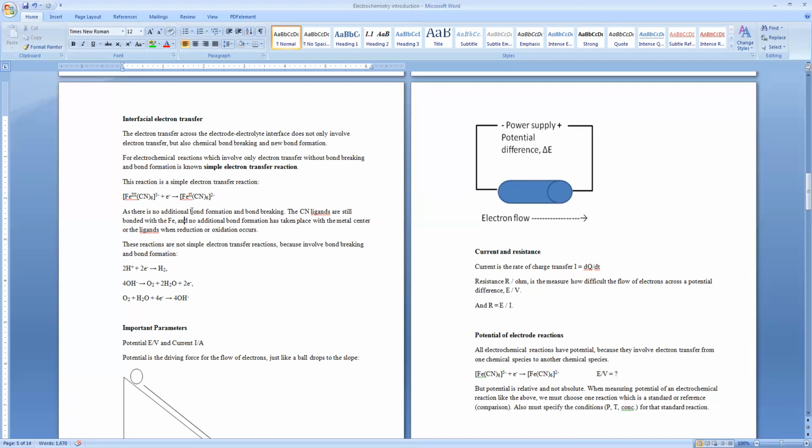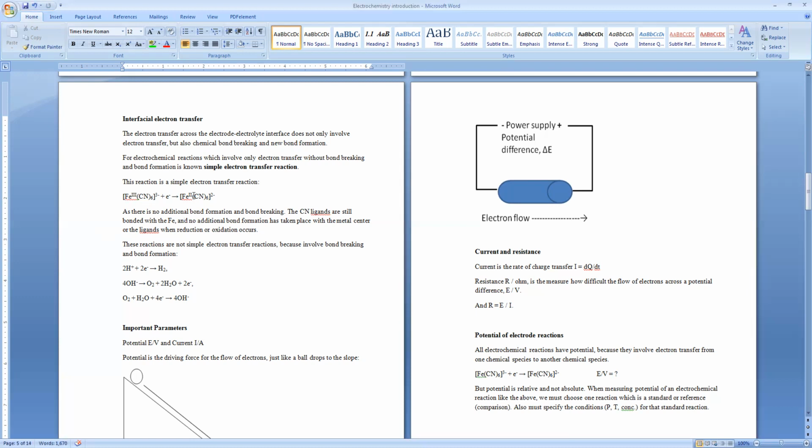There is no additional bond formation, no bond breaking. The cyanide ligands are still bonded with the ferrum, and no additional bond formation is taking place with the metal center or the ligands when the reduction and oxidation occurs. The only change is the consumption of an electron by the ferrum 3 before it becomes ferrum 2. So this is basically a very simple electrochemical reaction which does not involve bond breaking or bond formation.